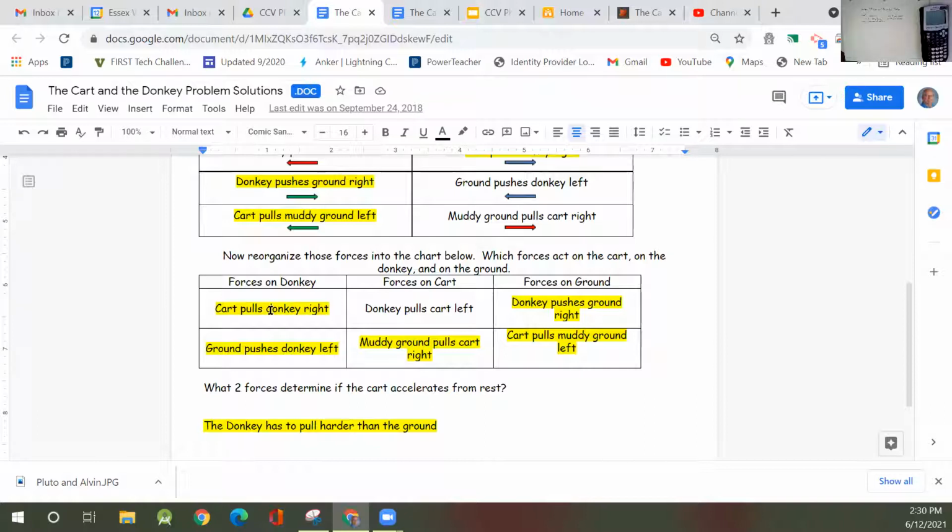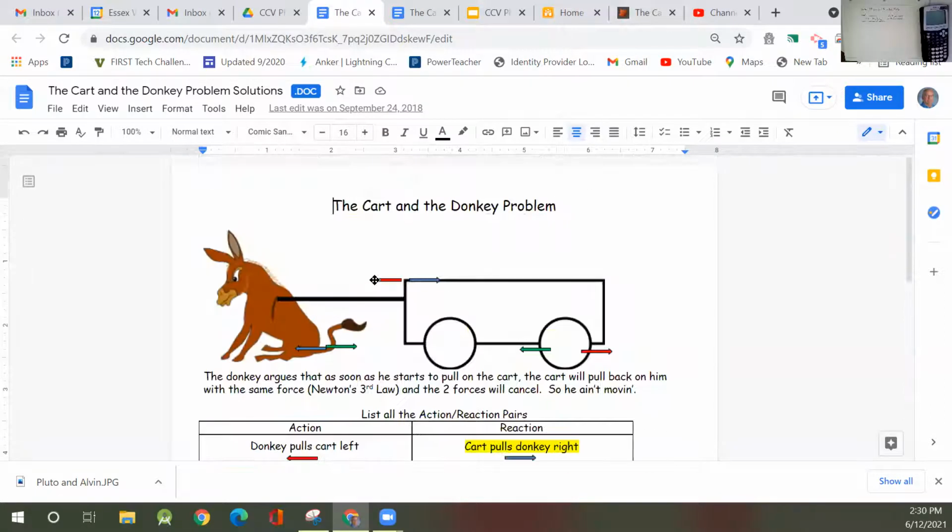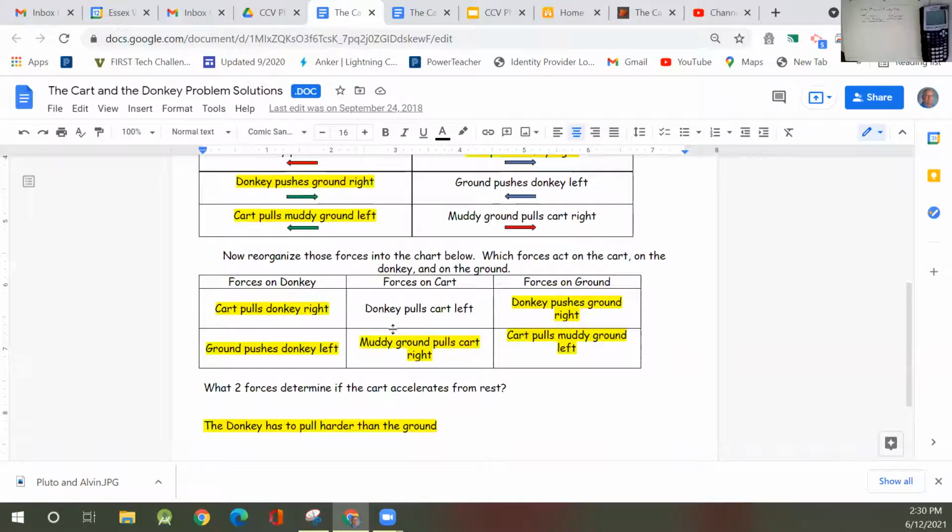That's a really big idea. Action-reaction forces don't cancel. These two don't cancel because they act on different masses. That's the bottom line. All that has to happen is the donkey has to pull harder on the cart than friction does, which is what our common sense would say anyway.